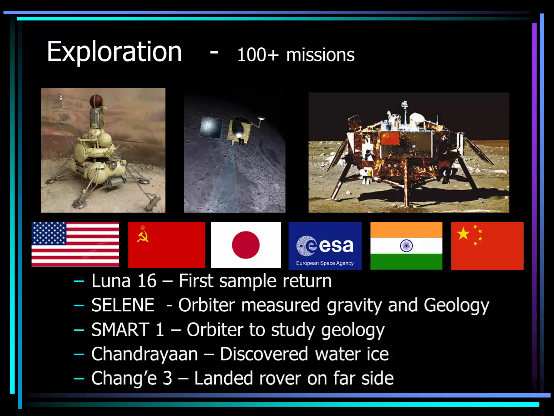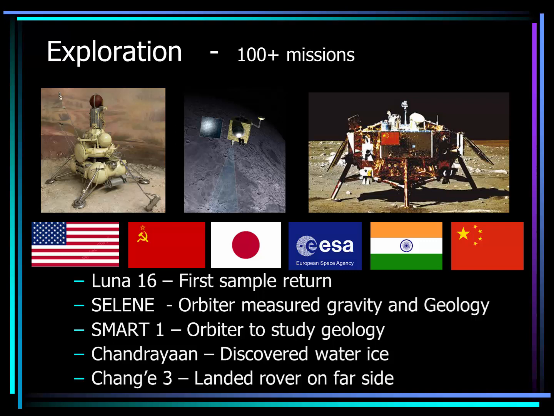The picture on the upper left shows the Soviet Union-sponsored Luna 16. This was the first sample return mission, where the spacecraft landed on the surface of the Moon, collected samples, and returned some of those samples to Earth. Selene was a lunar orbiter sent by JAXA, or the Japanese Space Agency. It orbited the Moon to measure the Moon's gravity and studied the geology.